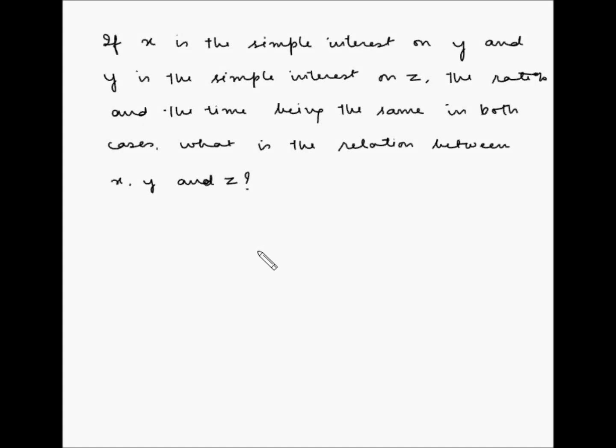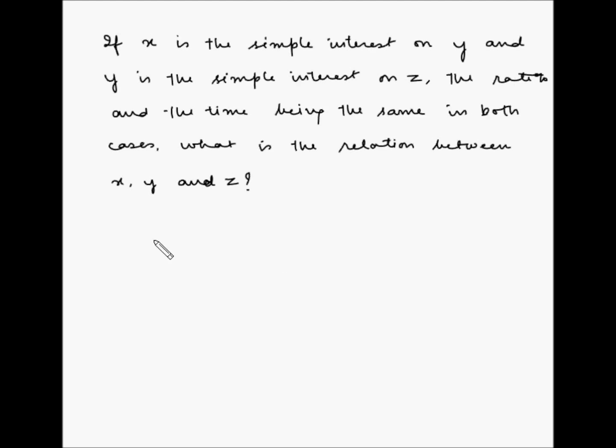If x is the simple interest on y and y is the simple interest on z, the rate percent and the time being the same in both cases, what is the relation between x, y and z? So here we have been given two scenarios which are interrelated.